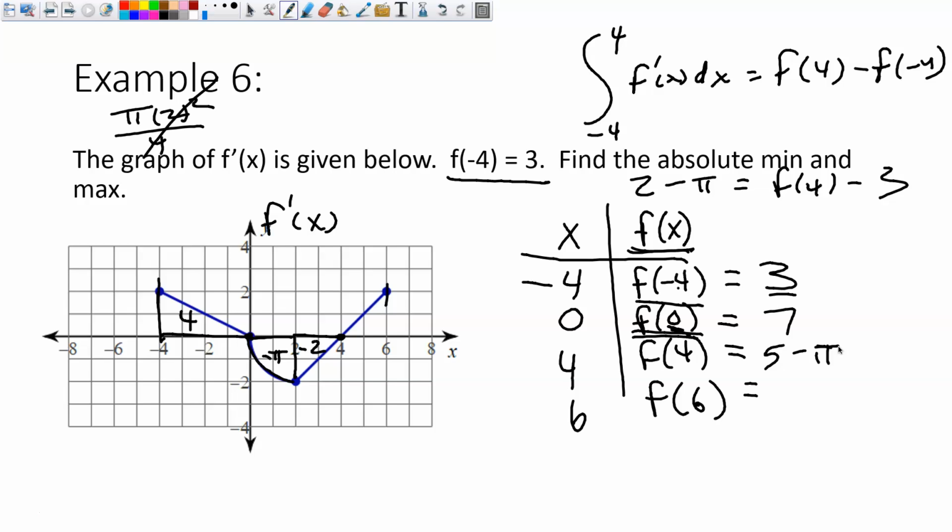So when we're trying to figure out what the min and max is, just know that number there is pretty close to 2. Which means that number there is not going to be a max because we already have numbers bigger than that, although it could be a minimum. Let's go ahead and do f of 6. See if you guys can find f of 6 real quick.